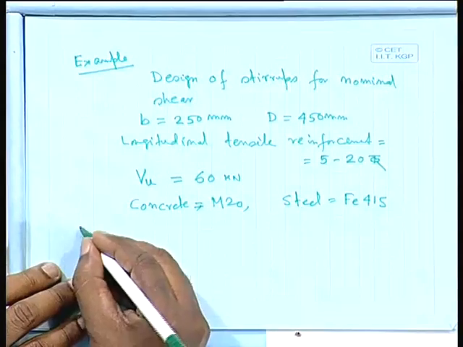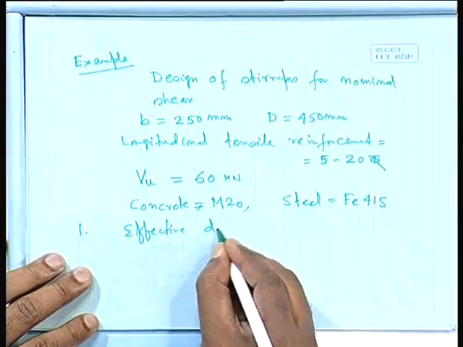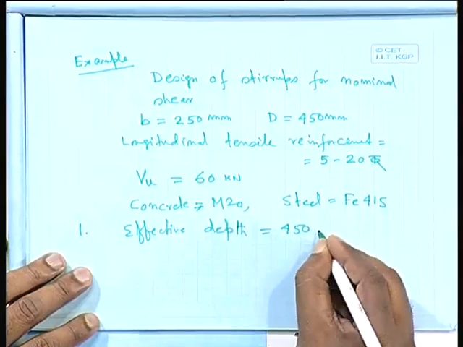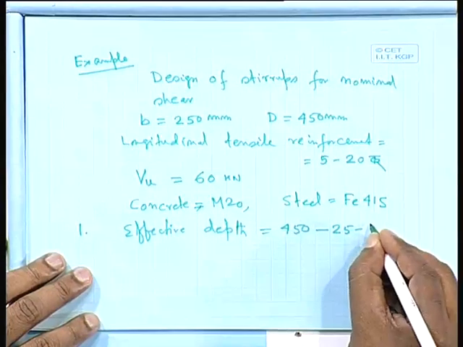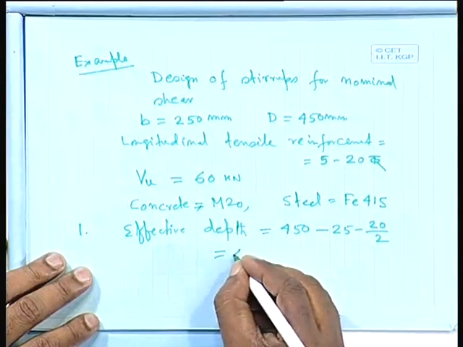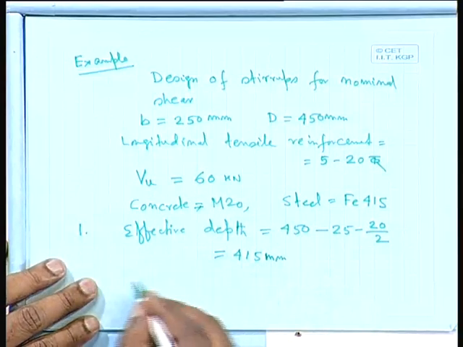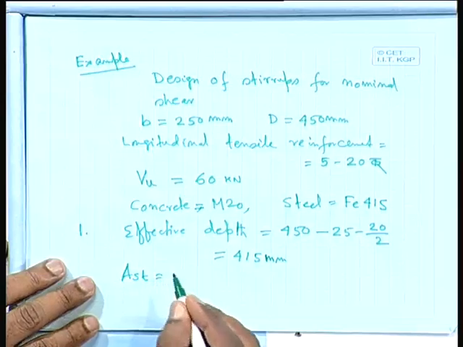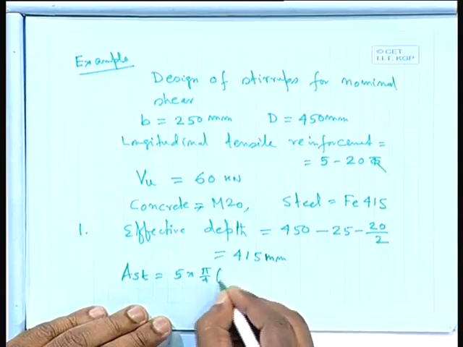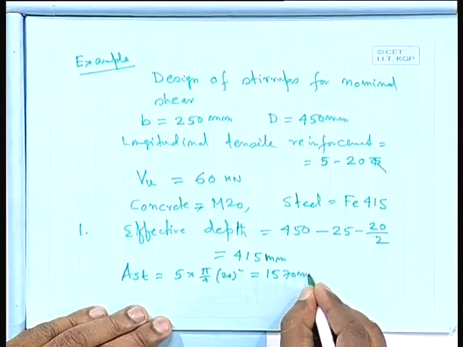Okay. So, what is the effective depth? Effective depth equal to 450 minus 25, the clear cover, minus 20 by 2, that is half of the diameter of the bar, which comes as 415 millimeter. Area of steel AST equal to 5 into pi by 4 into 20 square equals 1570 square millimeter.